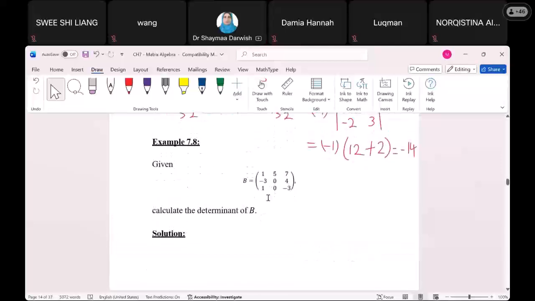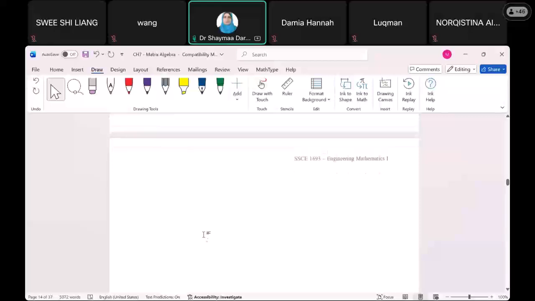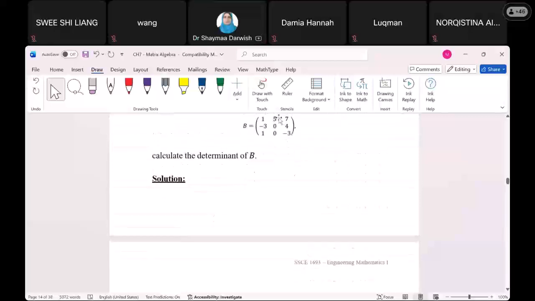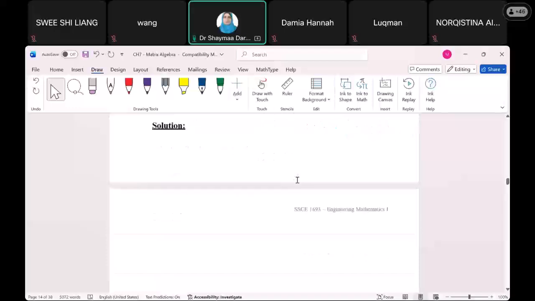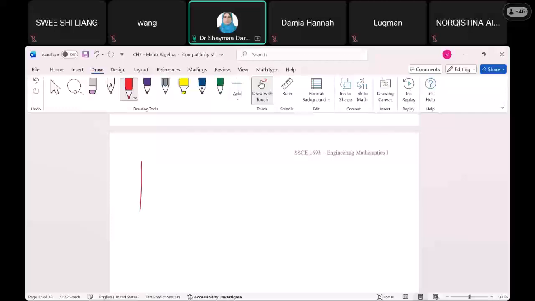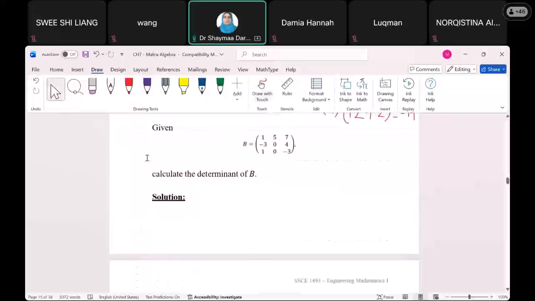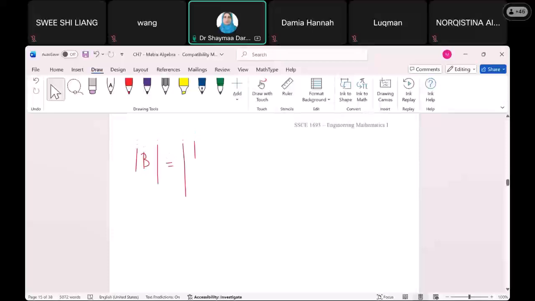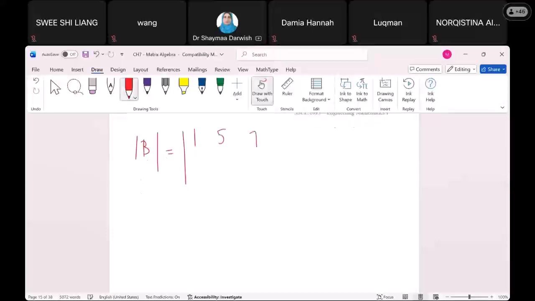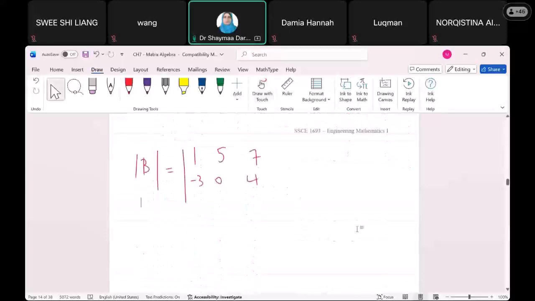Here I need to find the determinant of P. The determinant of P. Okay, let's see. 157, minus 3, 0, 4. 1, 0, minus 3.